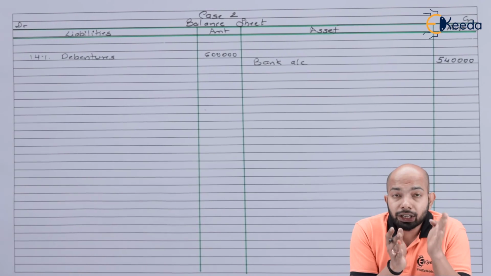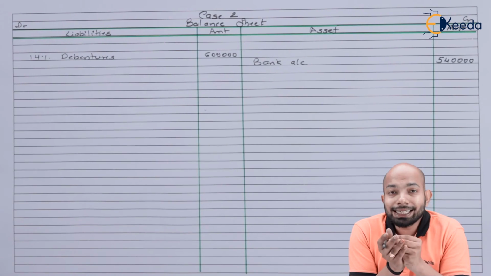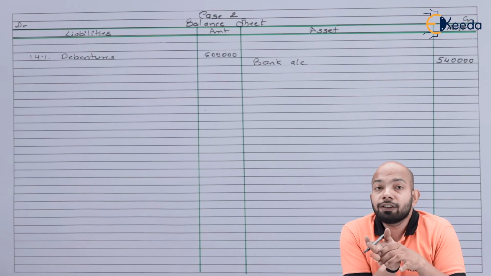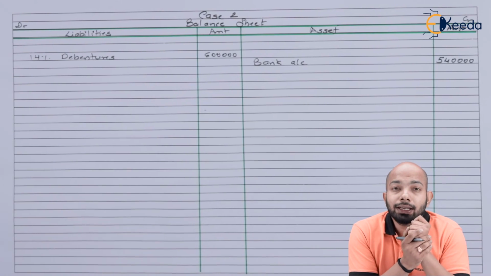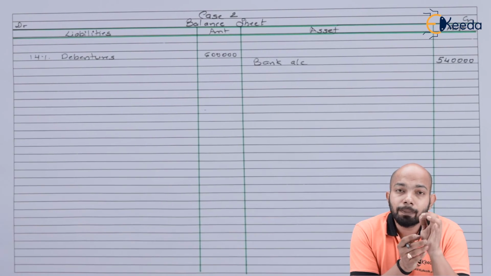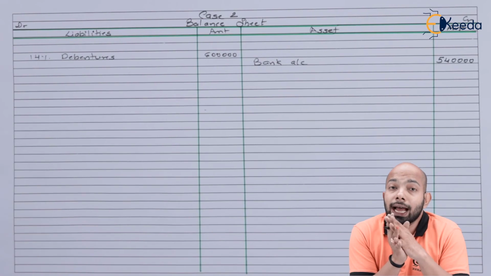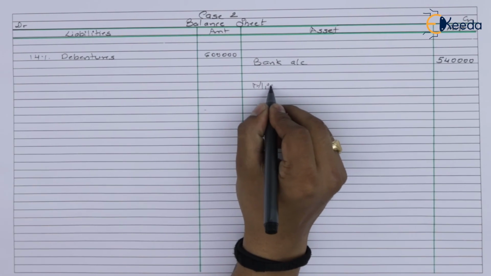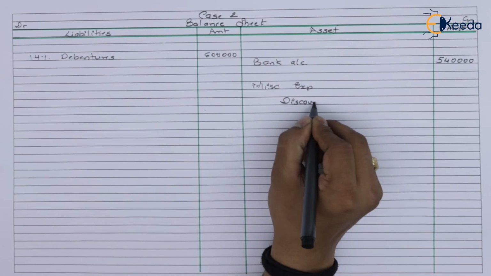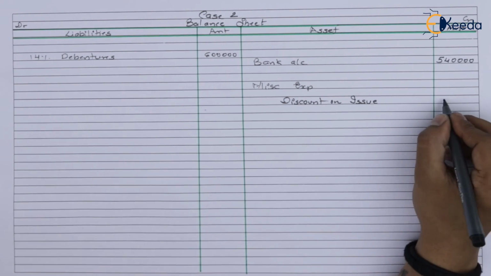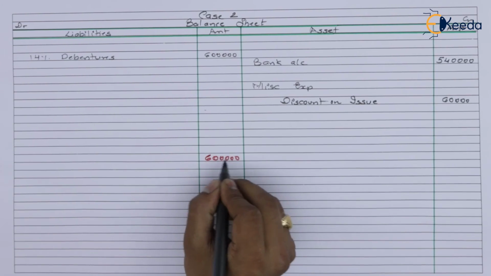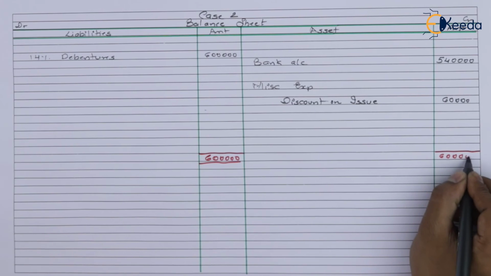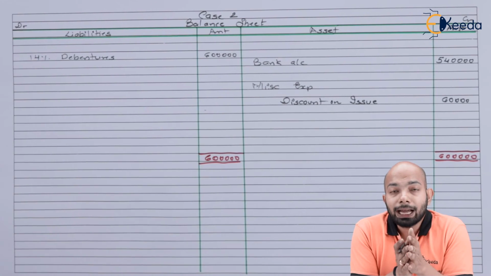As you can see, 14% debentures total is 6 lakh rupees. Bank account total is 5,40,000. This we have derived from the journal entries that we have passed. Now there is one item that is pending, that is discount on issue of debentures, which is a miscellaneous item. Hence, we'll be mentioning it on the asset side here. So this will give you a total balance sheet tallied to 6 lakh rupees. Now, case 2 and the balance sheet has been done.